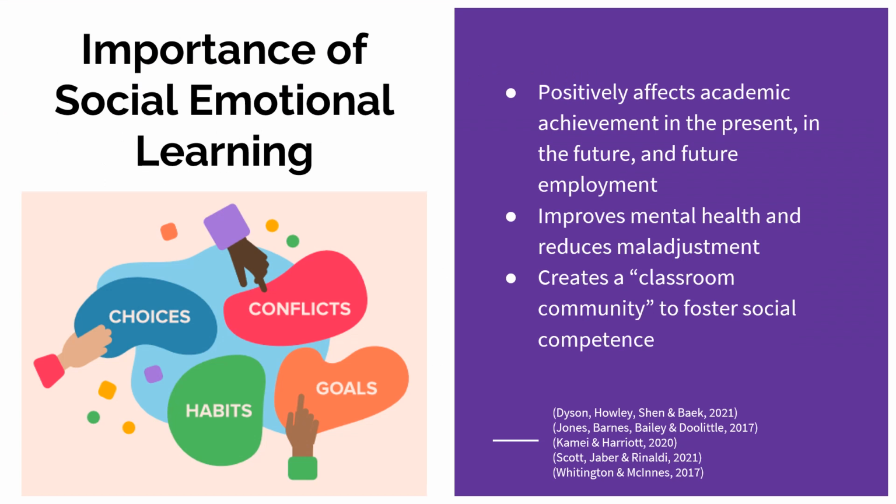With such a push for integrating social-emotional learning in the classroom, we should learn why it is so important. Social-emotional learning, also known as SEL, has been shown to positively affect academic achievement in the present, in the future, and for future employment. SEL also improves mental health and reduces maladjustment in life. SEL improves self-efficacy, positive attitudes, emotional regulation, resilience, and overall well-being. It also shows to reduce emotional distress and is preventative from children getting involved in crime, substance abuse, and aggression.